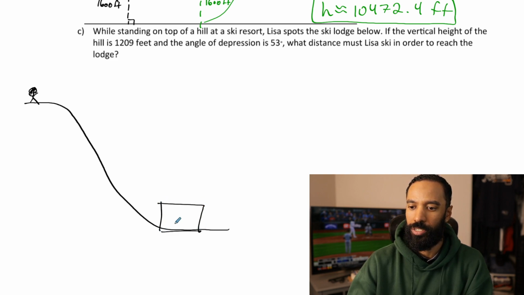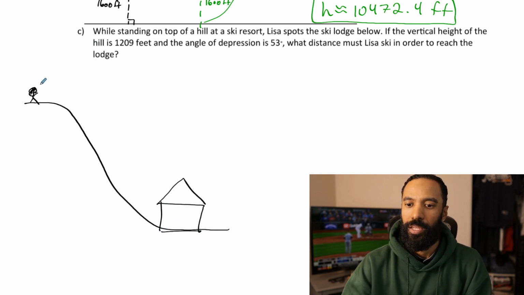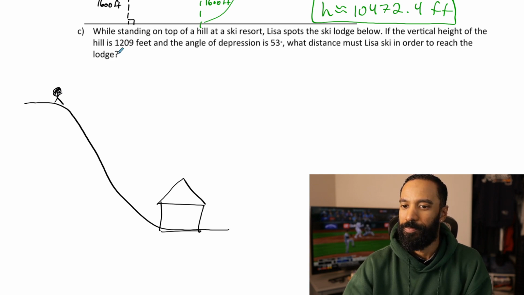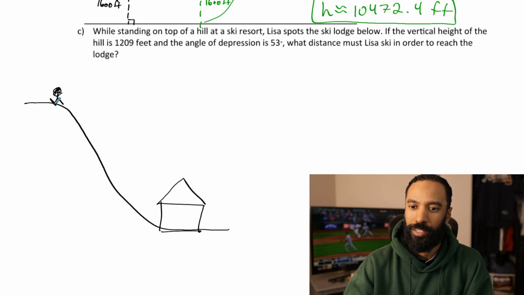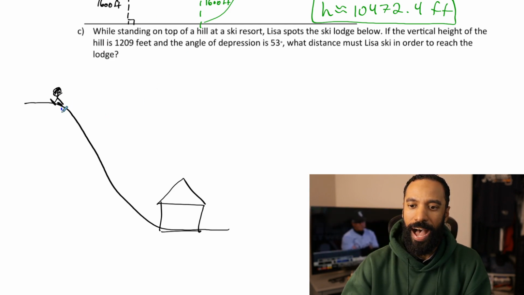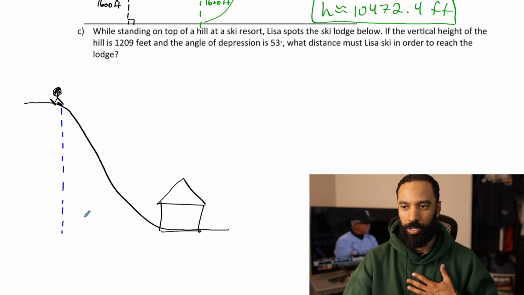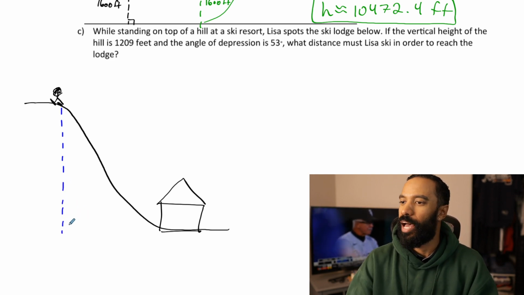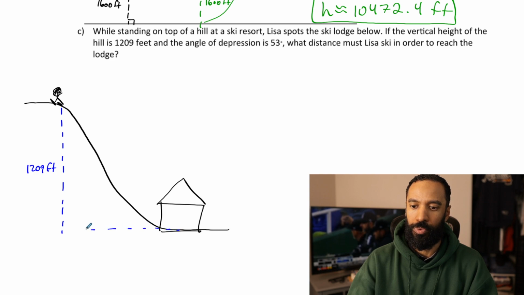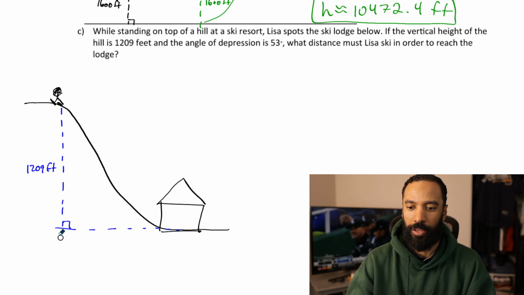So here's the lodge. Okay. Now, I'm going to move Lisa a little bit closer to the edge. Careful, Lisa. Oh, she's skiing? Lisa on skis. All right. So the height of... Oh, that's steep. The height of the hill is 1,209 feet. What we're saying is basically if I drew a horizontal through the snow like that and go vertically with the height, this is what I get. You can see where this triangle is going to be.